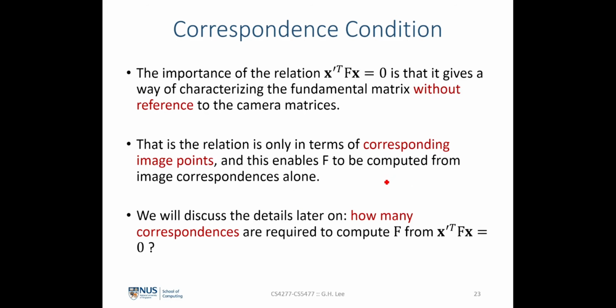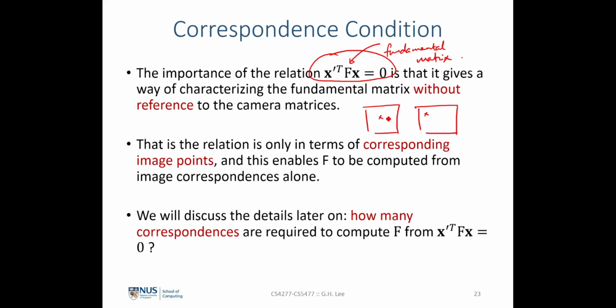There is a very important significance of this particular equation, x prime transpose F multiplied by x equals 0. This simply means that we can actually compute F, the fundamental matrix over here, simply from the observation of point correspondences between two views. This is analogous to what we have seen in the homography case.